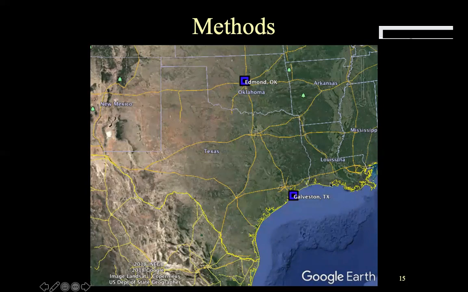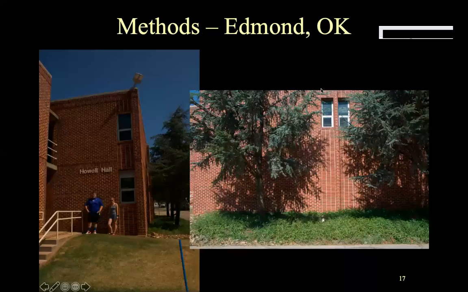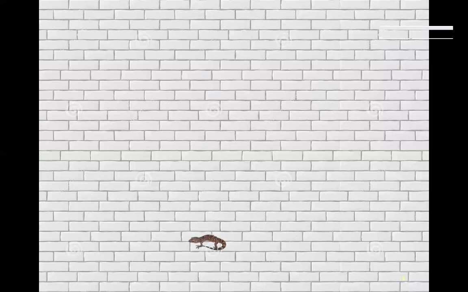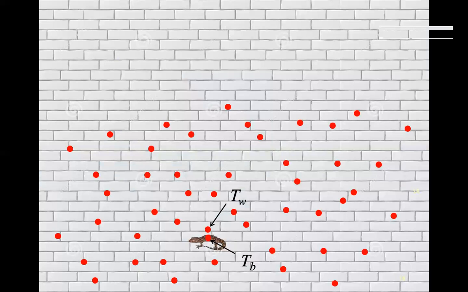And so there's a gecko that occurs in Africa and the Mediterranean region that was introduced into Texas that has then been expanding its range northward. So I look at a population in Galveston and a population in Edmond, Oklahoma, on the campus of the University of Central Oklahoma. And when we collect geckos, we measure their body temperature, we measure the wall temperature, and then we measure a bunch of random points on the wall.